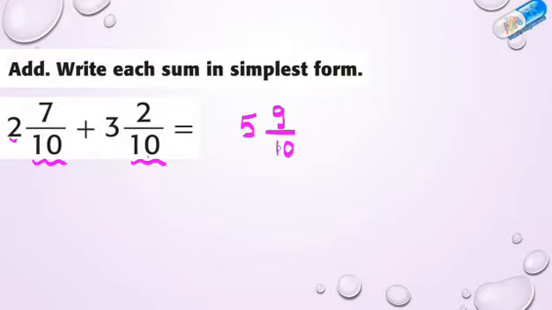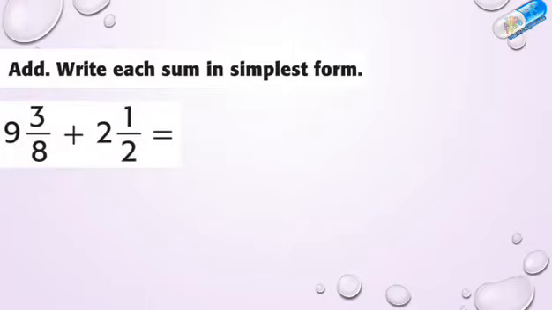Then we look at it and we ask ourselves, is it in the simplest form or not? Of course, 9/10 is in the simplest form, so the answer would be 5 and 9/10. Another example, 9 and 3/8 plus 2 and 1/2. Again, look at the fraction part.